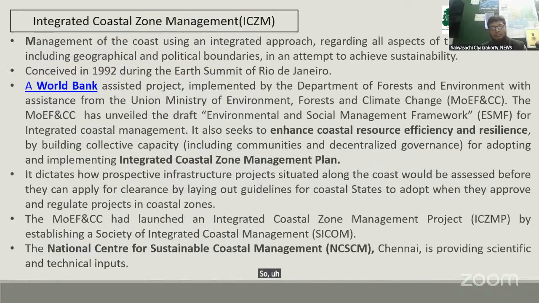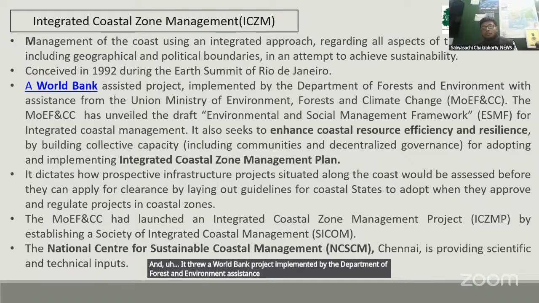Next we come to integrated coastal zone management. The name itself suggests that it is an integrated approach which will consider all the aspects of the coastal zone, including the geographical and the political, in an attempt to achieve sustainability. It was conceived in 1992 at the Earth Summit in Rio de Janeiro, and through a World Bank project it is implemented by the Department of Forest and Environment with the assistance of the Ministry of Environment, Forest and Climate Change.